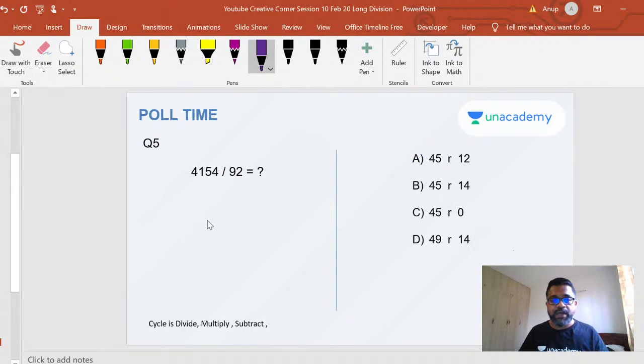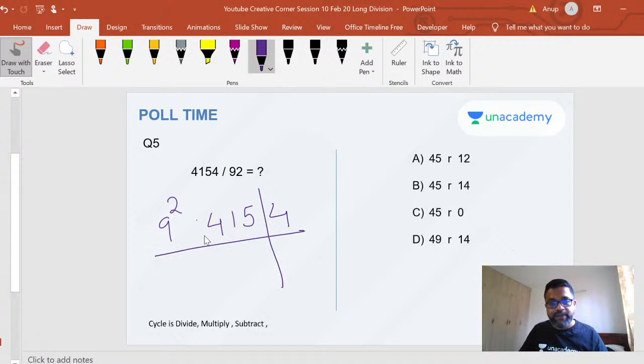Okay, so let's look at this now. 92,4154. I draw this line here. There's only one digit on the flag, right? So 9 goes are 9, 92, 415, right? So now how many times will 9 go in 41? It will go 4 times, right? 9 4s are 36. 41 minus 36, you will get a remainder of 5, right?